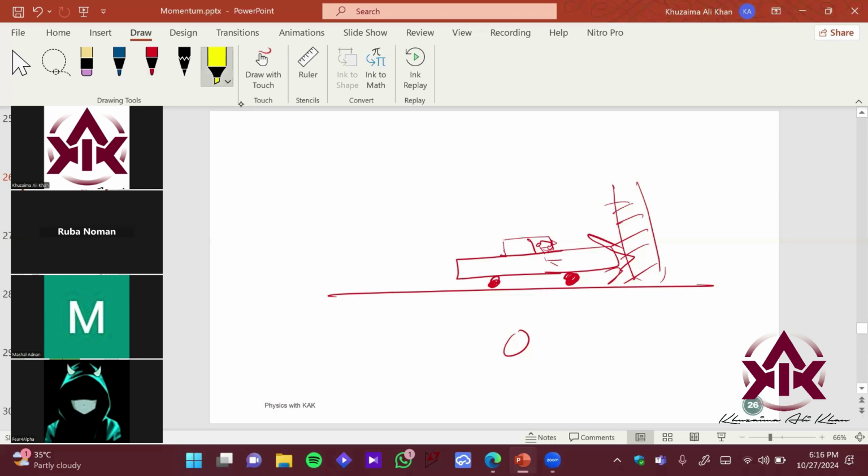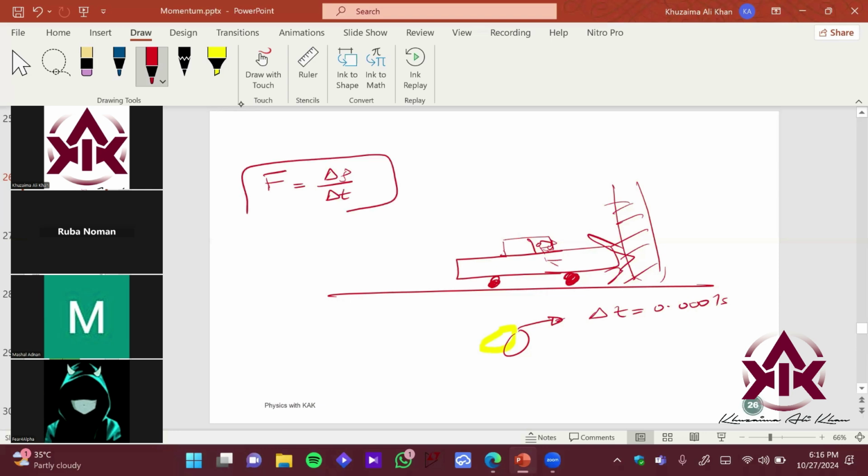The contact between the head and the wheel, right? Let me just draw the head. Let's say this is the head of a person. The contact is basically for such a small time, okay? That is delta t. So that is going to be, let's say, 0.0001 second. And if you recall the formula of force, that is rate of change in momentum. So if this part is really, really small, let's say 0.000001 second, this impact in such a short duration is called an impulse, right?